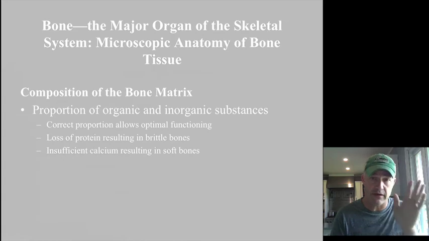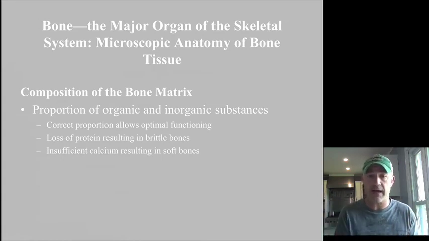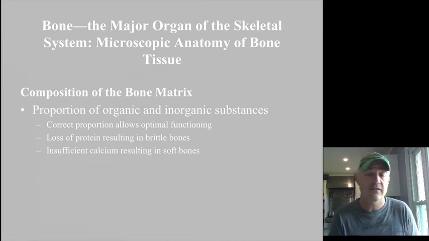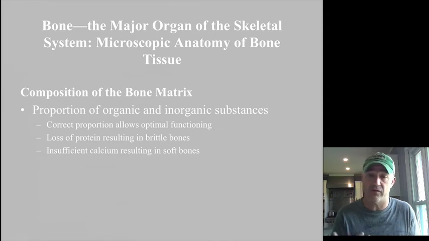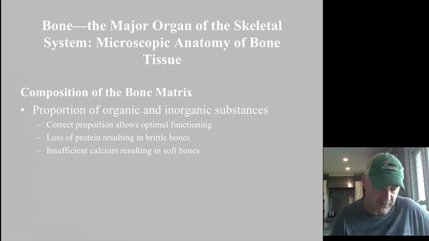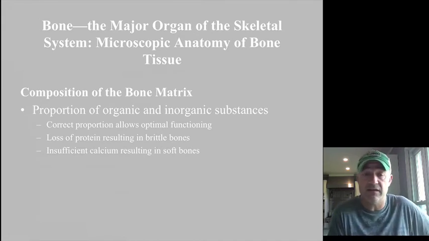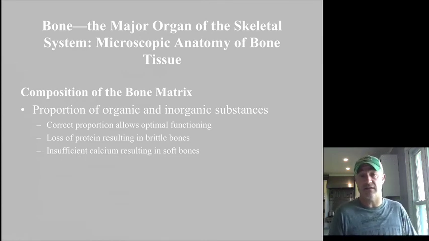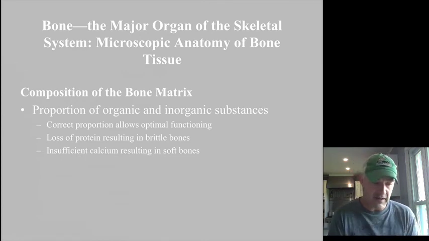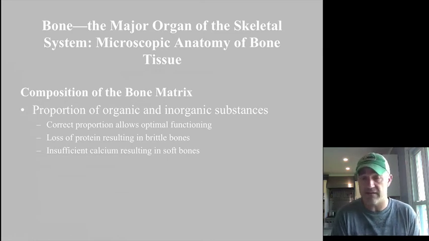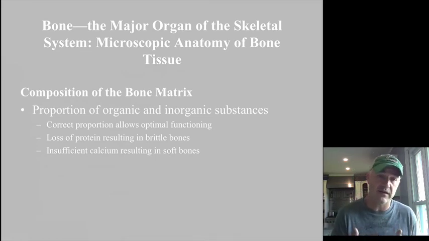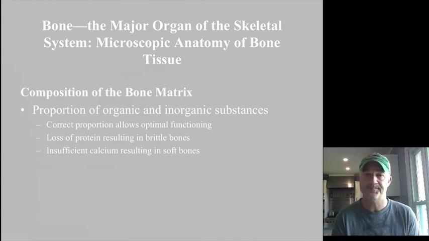And again, the inorganic to organic ratio needs to be correct. If we don't have enough organic components, enough protein, enough of those collagen fibers, you get really brittle bones. If you don't have enough calcium, you get very bendable, soft bones. We'll talk about this with nutrient deficiencies, but people who are very vitamin D deficient in certain countries get the disease rickets, where leg bones don't support weight well and get bends in them because they lack sufficient calcium. Again, it has to be the right components. Too much or too little results in bones that don't do the job we need them to.